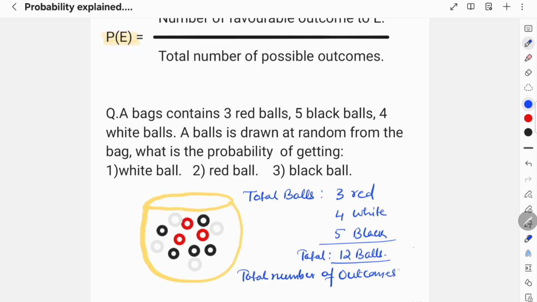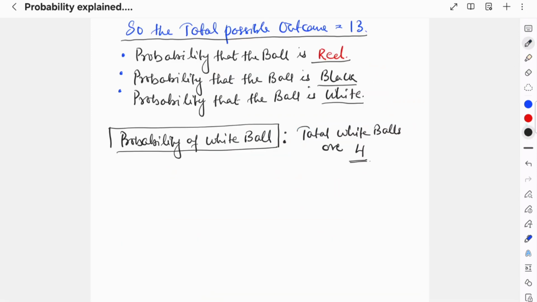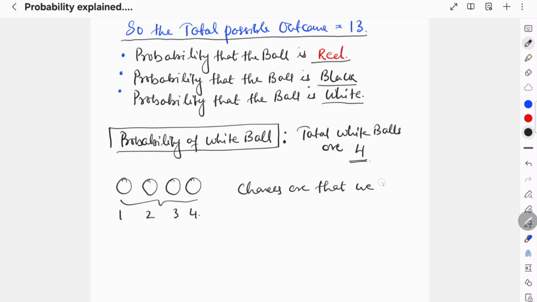Now we need to find the probability that the ball drawn is red, or the probability that the ball drawn is black, or the probability that the ball drawn is white. Let's find the probability for the white ball. Students, please ignore this 13, it has been printed by mistake. Instead take 12.